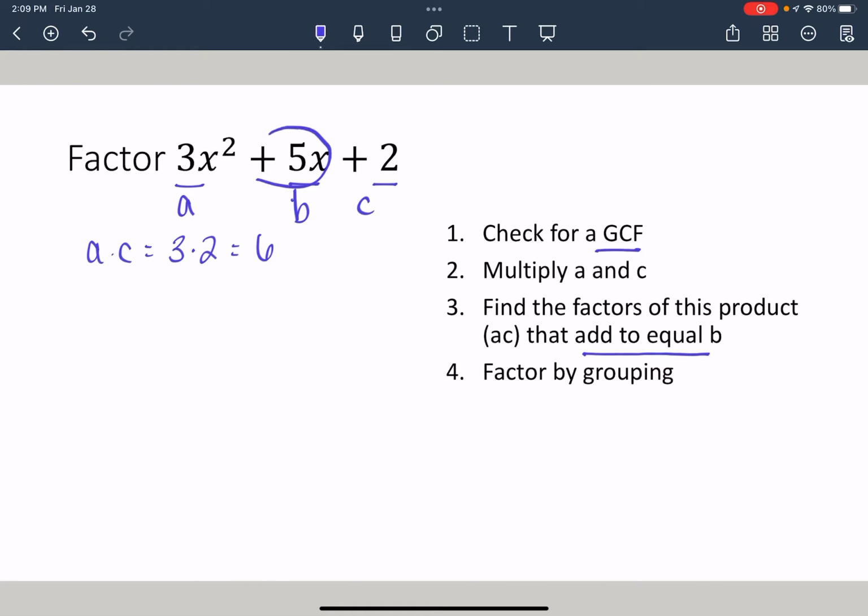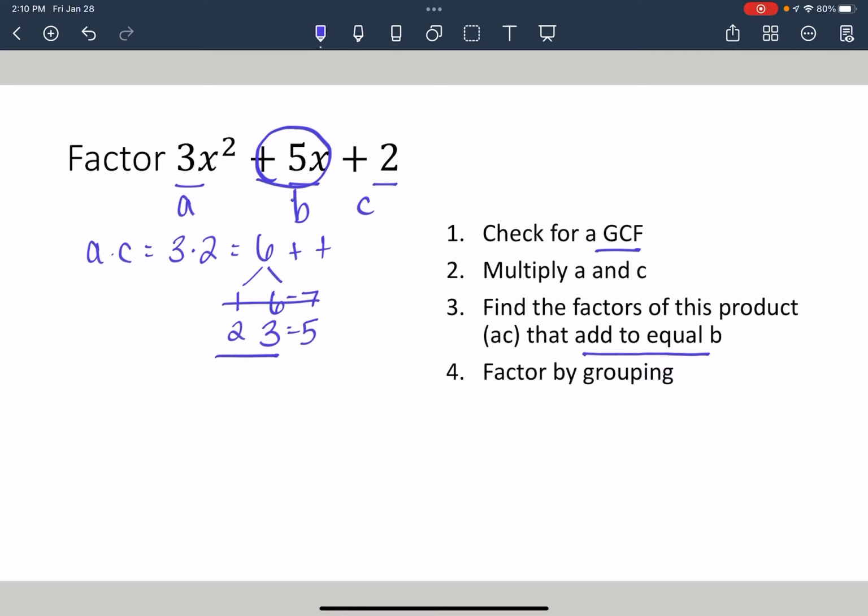Well, b is 5. So remember the rules of positive and negative signs? Those apply to these kind of problems also. So 6 is positive, so I know that I need 2 positive or 2 negative factors. And since b is positive, I know my 2 factors are going to be positive. So the factors of 6 are 1 and 6 and 2 and 3. So 1 plus 6 is 7. That's not the right set. 2 plus 3 is 5. So that is the correct set of factors I need.